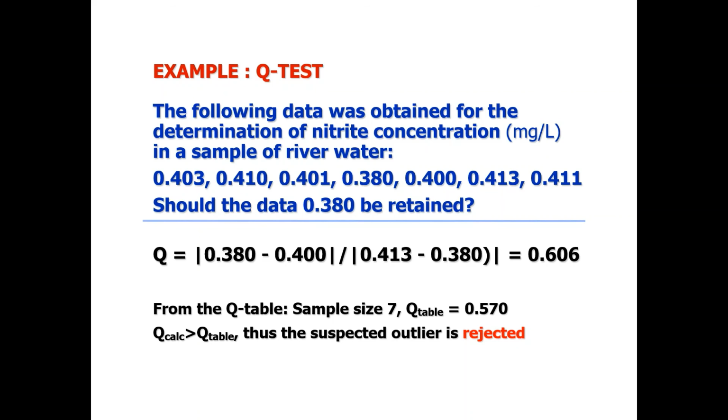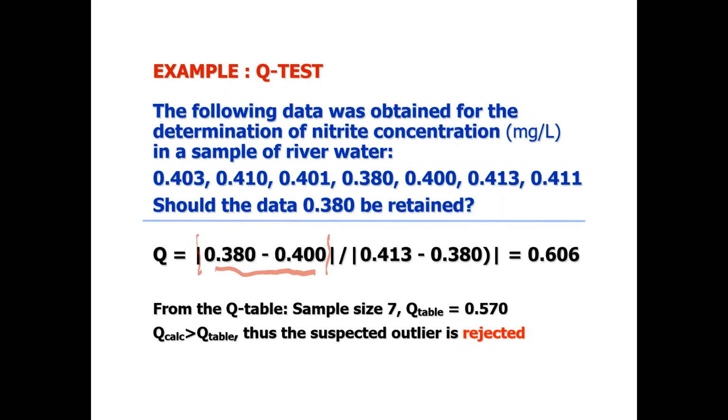0.380 on the lower end. So 0.380 minus 0.40, but remember, all values must be positive, modulus. Modulus of 0.380 minus 0.40, divided by the range, the highest value 0.13 and the lowest value 0.380, and you get a value of 0.606, whereas the Q table is 0.570. Since Q calculated is bigger than Q table, the suspected outlier is rejected.